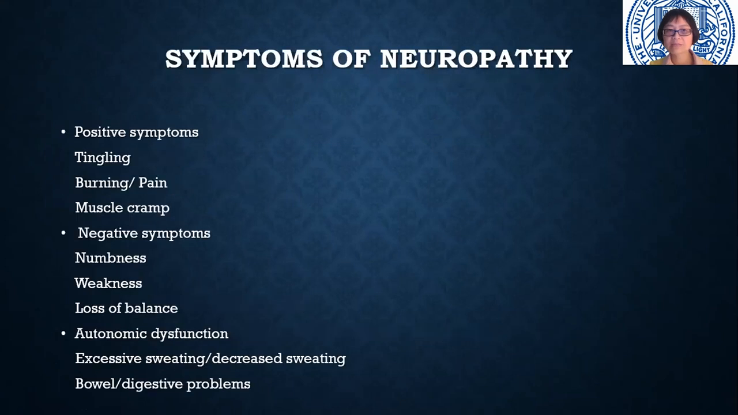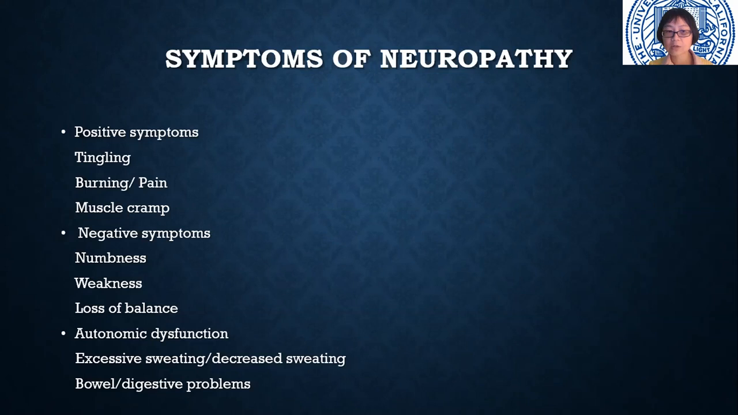So what are the symptoms of neuropathy? Well, it's complicated. Some patients may have positive symptoms. They feel their nerves are irritated. They get tingling, a burning sensation, or pain, severe nerve pain. And sometimes some patients may have muscle cramps that could also be from a neuropathy. There are negative symptoms, including numbness, weakness, and loss of balance. Some patients may have autonomic dysfunction. That means our internal organs are not working properly.